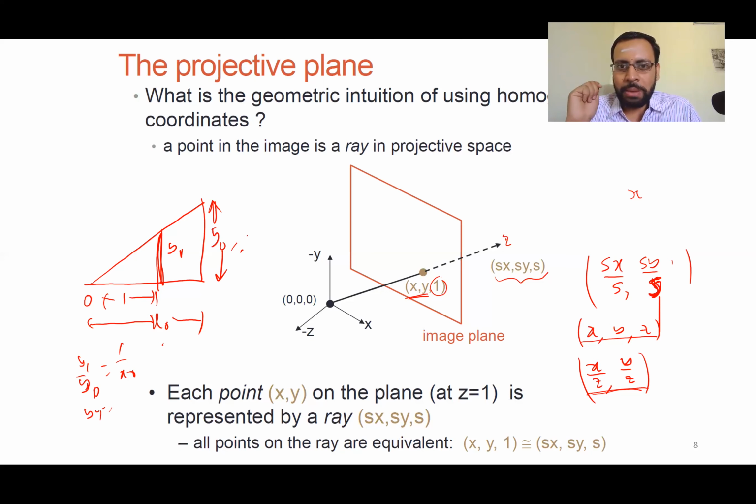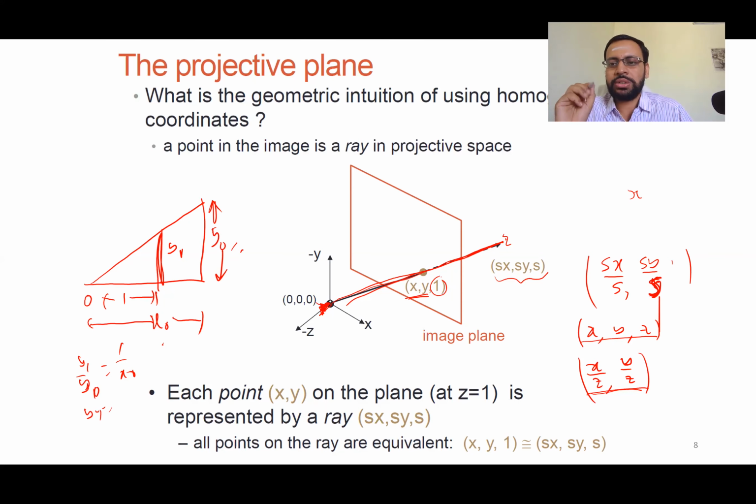In other words, let me frame it from a different perspective. A point in 2D, when you are moving it into 3D, could in fact represent any of these points. Assume that this is from where you are looking, or the angle at which your focal point is, whatever you may call it. From here, any of these points you might have got. So the interpretation that could be given here is, a point in the image is a ray in projective space.